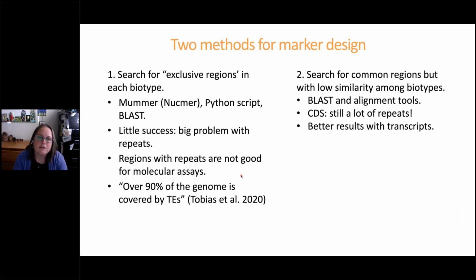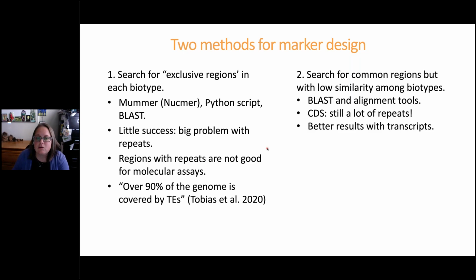So there's basically two different methods that we could utilize to make these markers. One would be to try and find novel regions in the genome and develop a marker based on that. But what we found is that this has been really problematic because a lot of these regions have repeats and they're not very good for molecular assays. Over 90% of the genome is covered by transposable elements, which makes it really problematic for marker development.